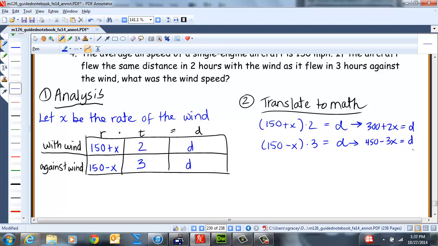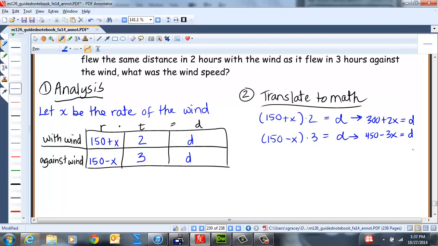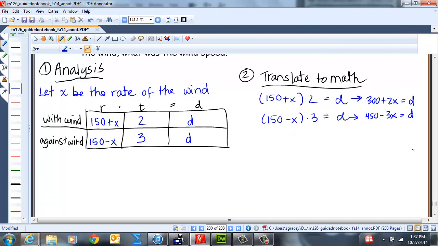So here you have the same distance equal to two different expressions. So what we're going to do when we solve it is we're going to set the two equations equal to each other.